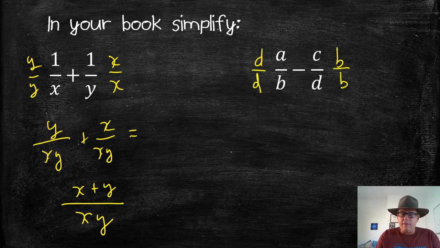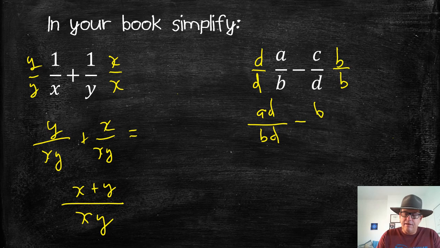Okay, the next one, my common denominator is going to be b times d. Just multiply the two denominators together. So up top, I'm going to have AD over BD. This gets confusing. The B's and the D's, I'm going to subtract. Up top, I'm going to have BC. Again, a good habit to write your letters alphabetically. And on the bottom, I'm going to have BD.